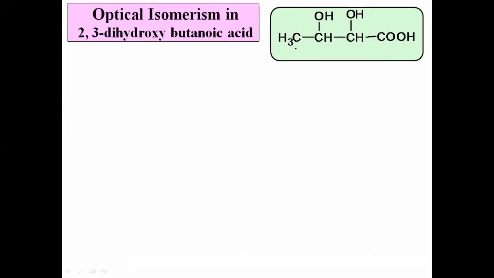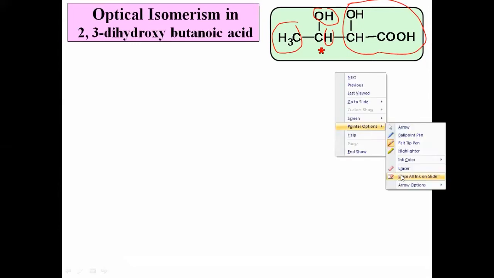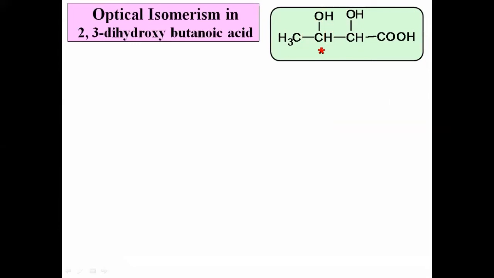Now what about the methyl carbon? Yes, it is not chiral in nature. But what about the next one? This carbon, I will mark with a star. This carbon is attached to the OH, then the methyl group, third the hydrogen, and fourth that whole group. Means it is attached to four different atoms or groups. Hence that carbon is chiral in nature. It is called a chiral center, or also an asymmetric carbon atom.